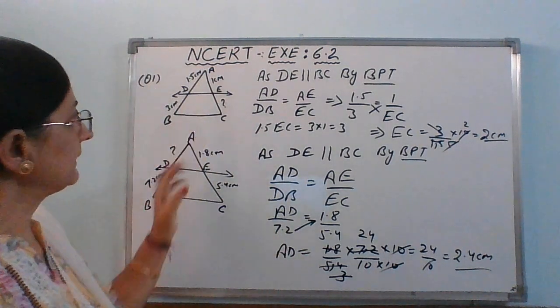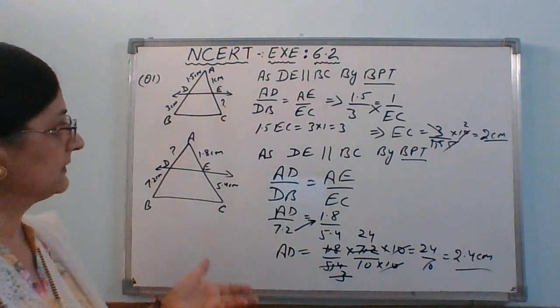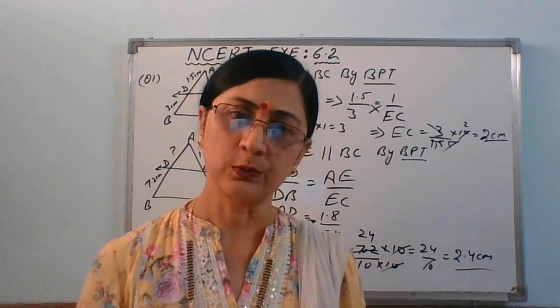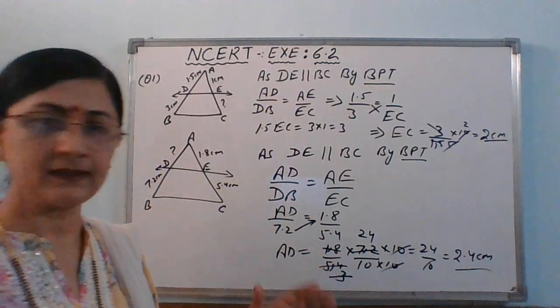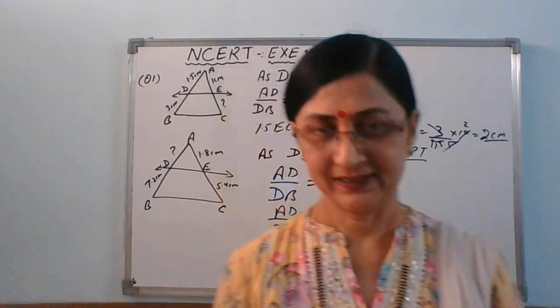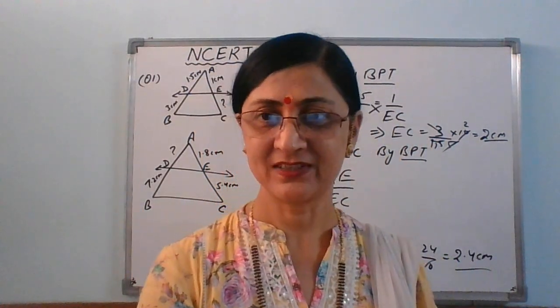So when these sides are parallel, apply BPT and write the sides in ratio. Out of the 4 sides in the ratio, one will be missing. Just do the cross multiplication and you get the answer. Now let us see the next question, children.